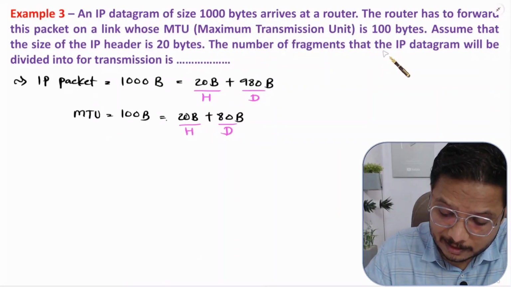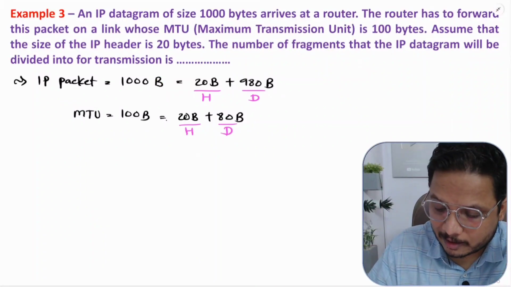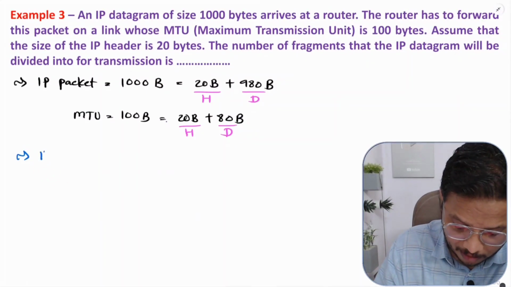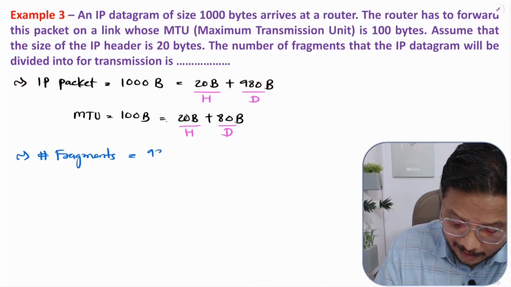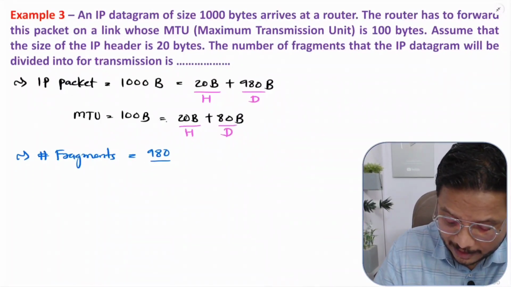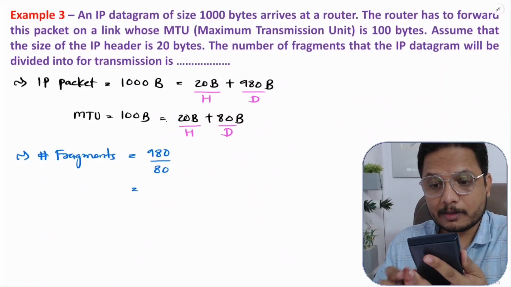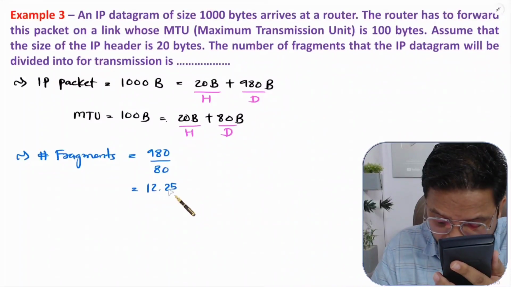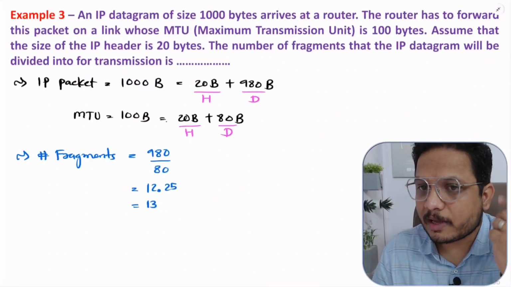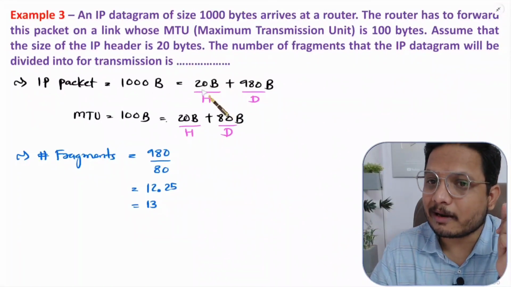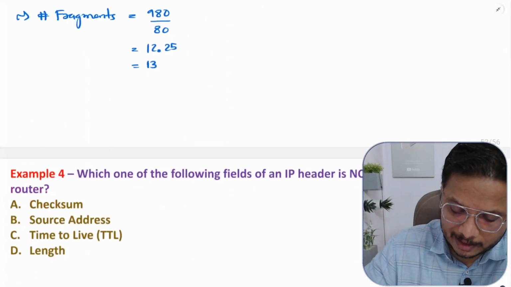The number of fragments that the IP datagram will be divided into for transmission is, so here how many fragments will be there? Question is how many fragments are there? So the number of fragments will be the size of data in the IP packet, that is 980, divided by data in MTU, that is 80. If you do this, 980 divided by 80, that is 12.25. Anything greater than 12 will be 13 over here, right? So 13 fragments will be there. So that is how simply we can solve. But remember, you will have to consider the header, and in MTU the data must be divisible by 8, right? That is the condition.